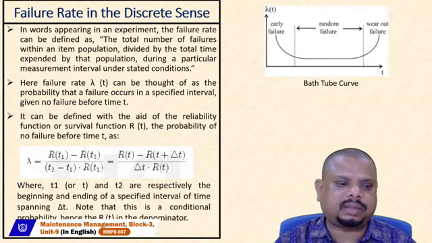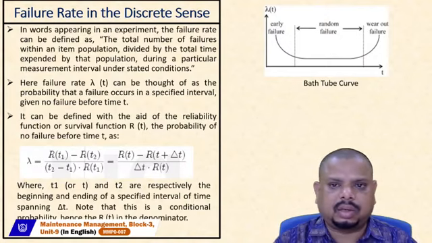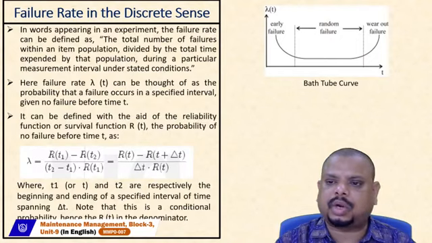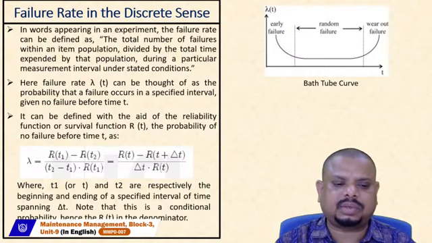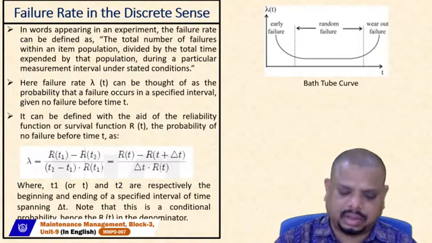So it is basically done to identify the probability of no failures with reference to the early failures, random failures and wear out failures. And here lambda t represents the failure rate and t stands for the time period or time interval, which is denoted as t1 and t2. So t1 stands for the initial time interval and t2 stands for the ending time interval, the specified interval of spanning, that is delta t. So this is the mathematical expression for failure rate in case of discrete cells.